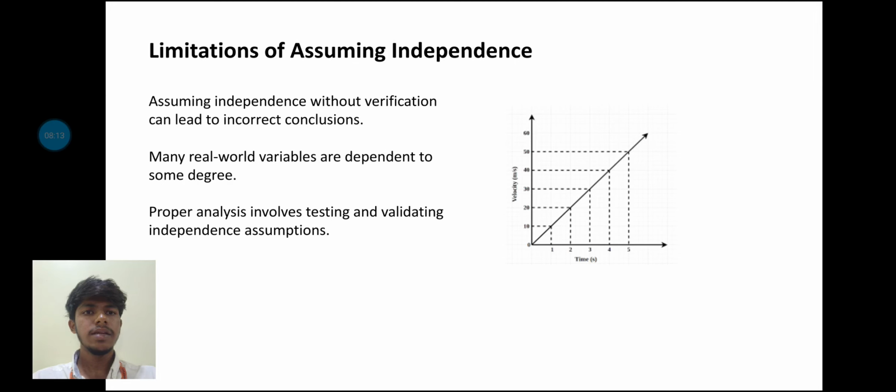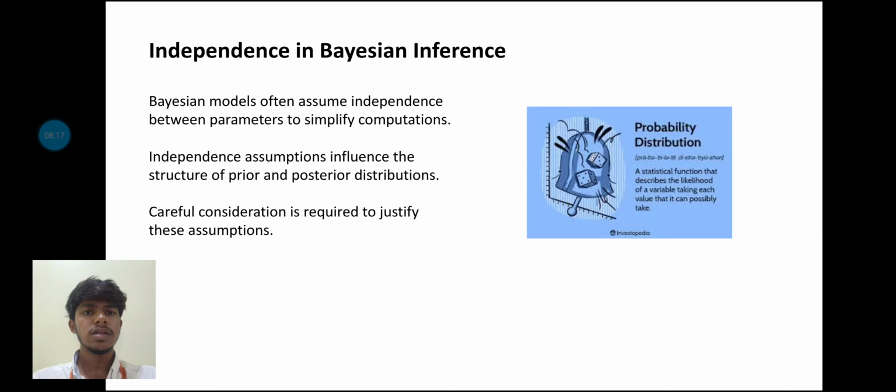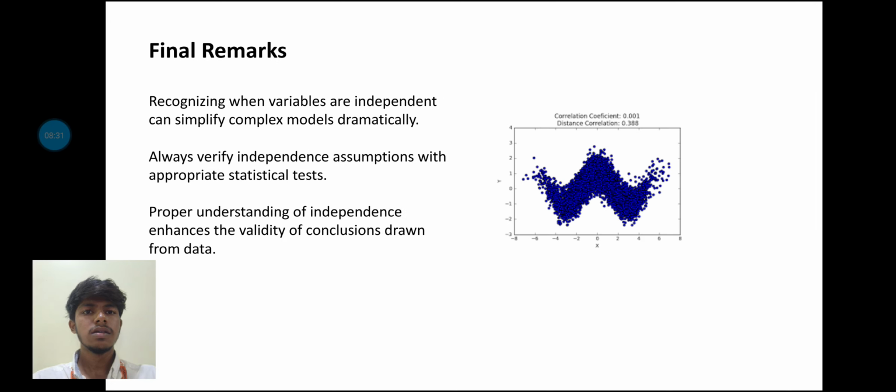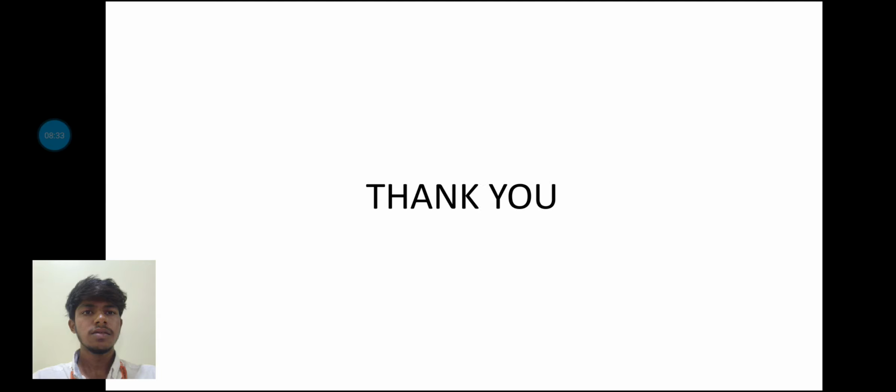Limitations of assuming independence. Assuming independence without verification can lead to incorrect conclusions. Independence in Bayesian inference. A Bayesian model often assumes independence between parameters to simplify computation. Independence and causality. Independence does not imply causality between two variables.